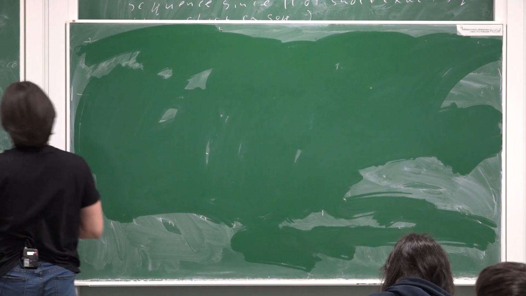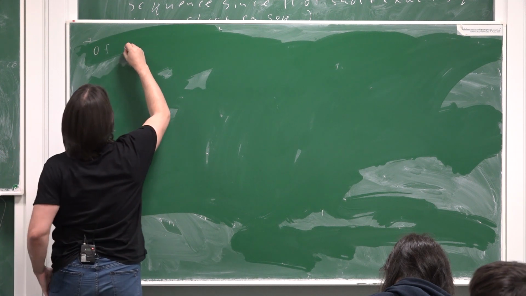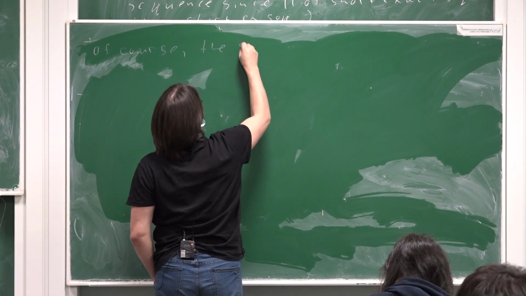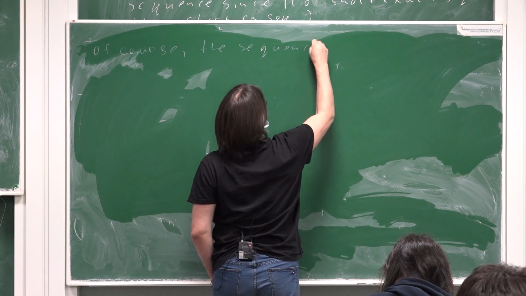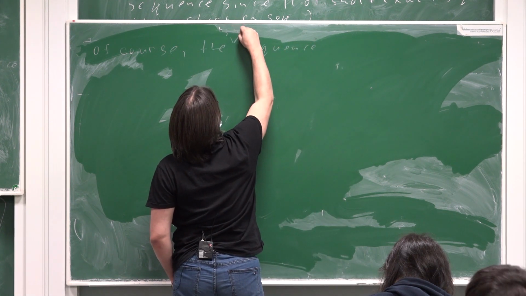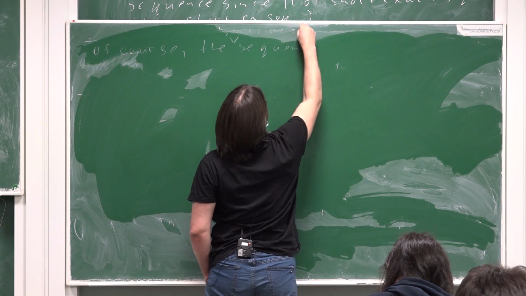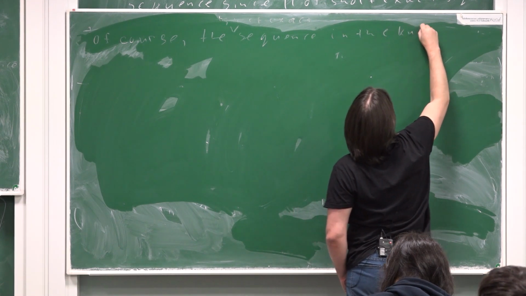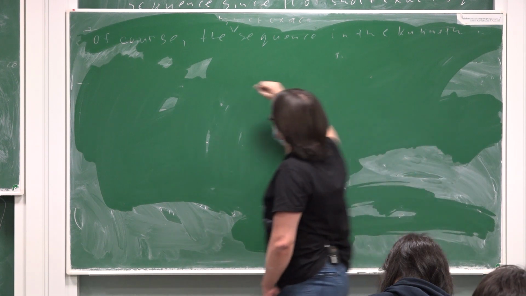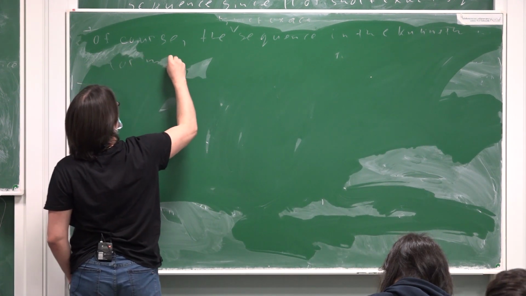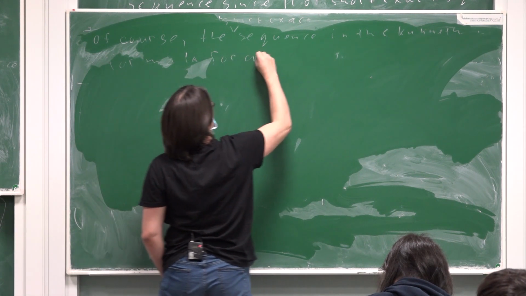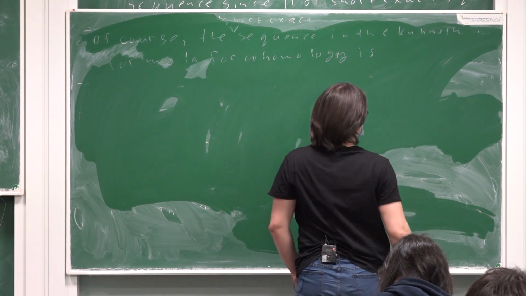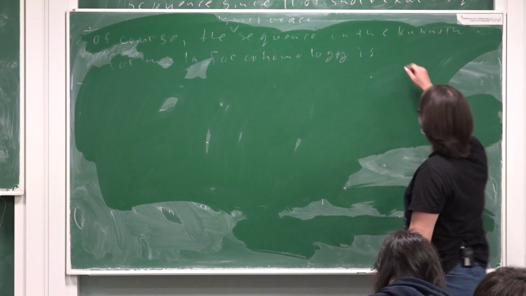And of course, the short exact sequence in the Künneth formula for cohomology is natural.